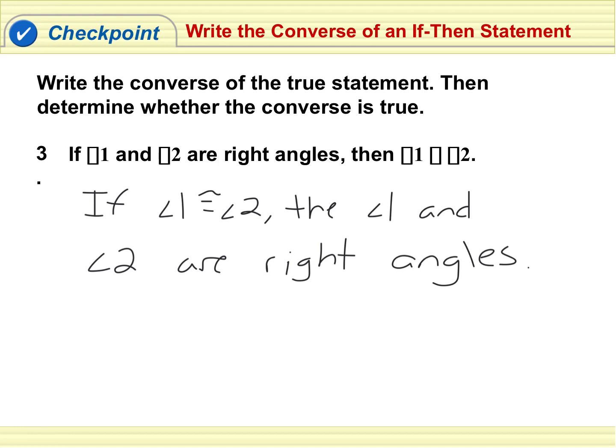Okay, so let's read it together. If angle 1 is congruent to angle 2, then angle 1 and angle 2 are right angles. Could be, but can you assume? No, because does congruent mean automatically 90? No. So this would be false. So if you say it could be, you can't assume it's true. That's why you're here. Any questions with converse?